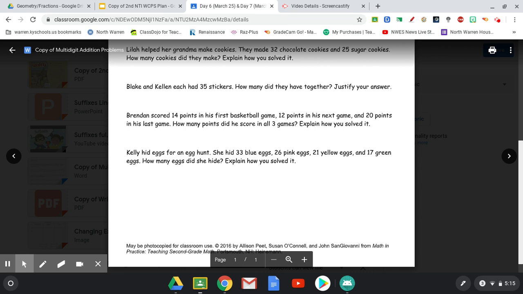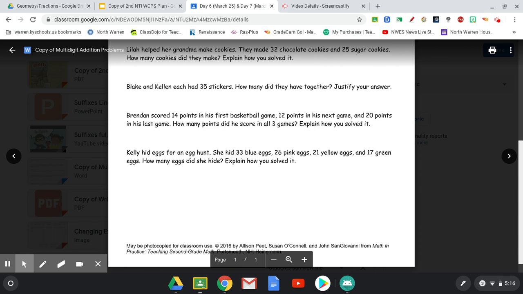And then the last problem that we're going to solve is: Kelly hid eggs for an egg hunt. She hid 33 blue eggs, 26 pink eggs, 21 yellow eggs, and 17 green eggs. How many eggs did she hide? So now I'm adding 4 two-digit numbers, okay?